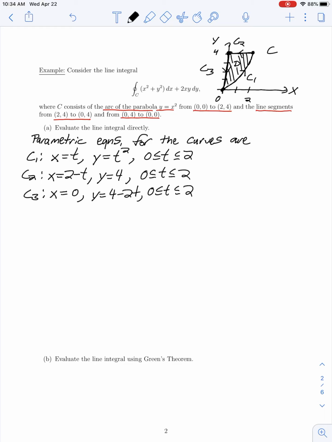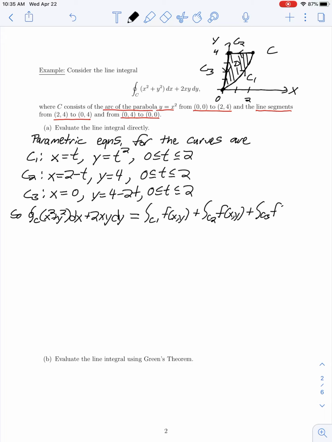So in order to evaluate this line integral over the closed curve C of x squared plus y squared with respect to x plus 2xy with respect to y, we would need to integrate this function over each of these segments. That is, we would integrate over the curve C1 this function, for shorthand, let me write it just as f of x, y, plus the line integral over C2, plus the line integral over C3.